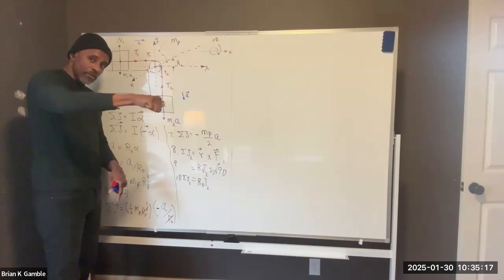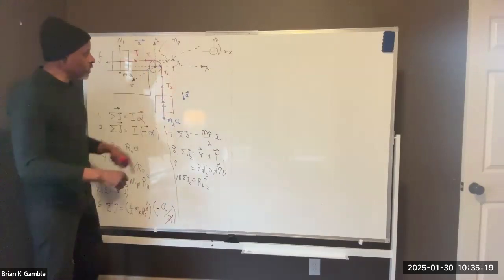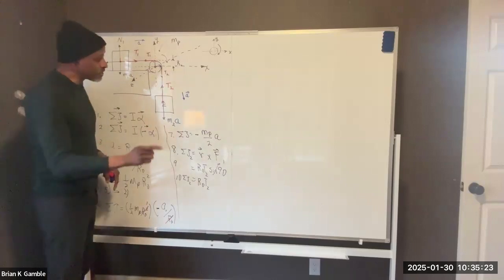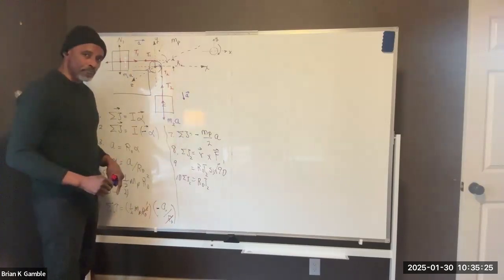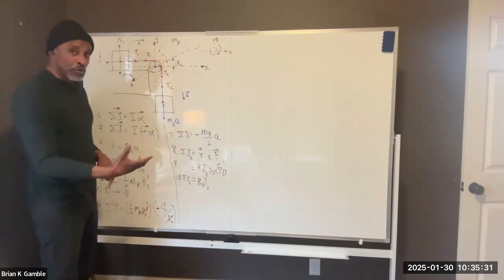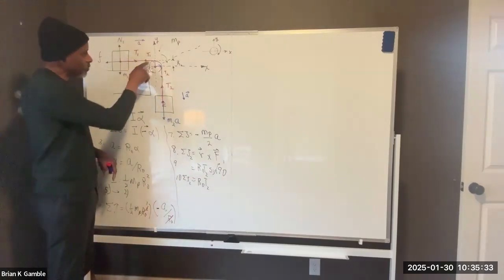Run, wrap, point. So T2 has a torque that's into the board, in the negative z direction, consistent with the direction of acceleration that we previously determined. So T2 is negative. What about T1?